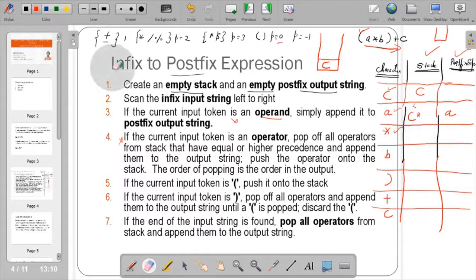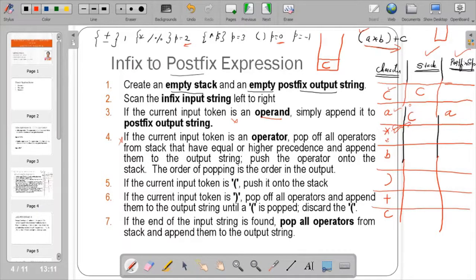Priority of bracket is 0, whereas star is 2. You can check here, star is 2, priority of bracket is 0. The current input is an operator. Pop off all the operators from the stack that have equal or higher precedence. But here, in the stack we have lower precedence than the operator we have. That means compare these two.